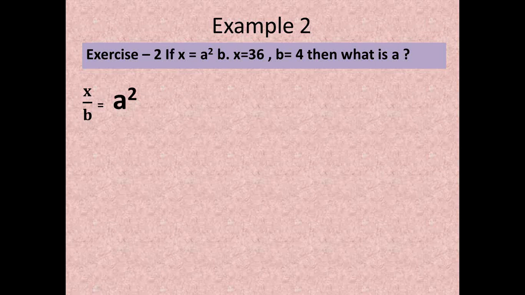Okay, with this formula, this was the formula, I get x upon b is equal to a square. Can you think of what I did to get this? Why did the b come here?